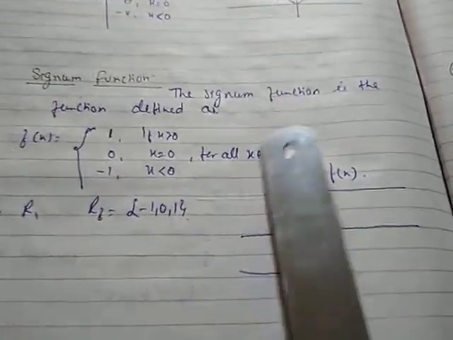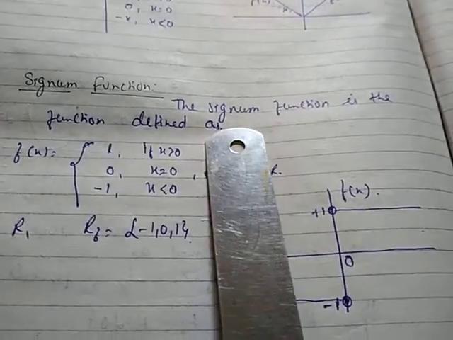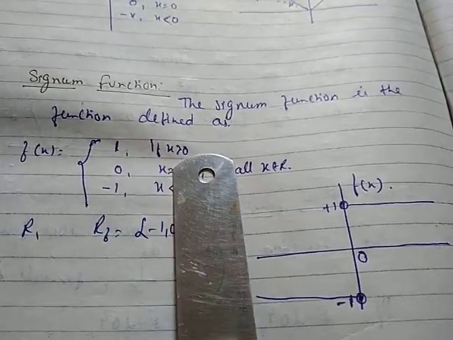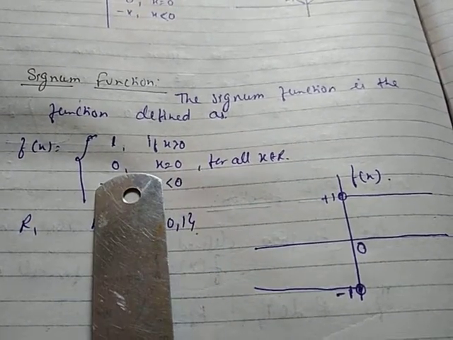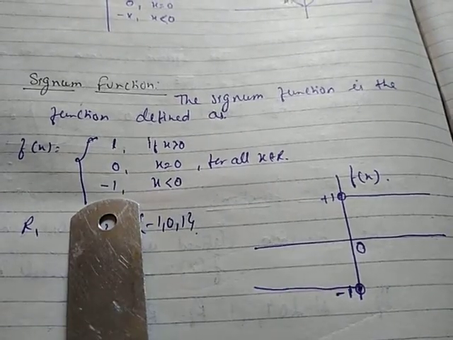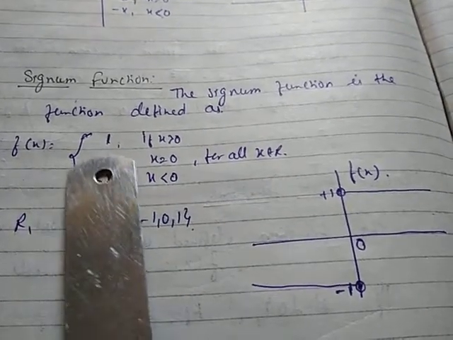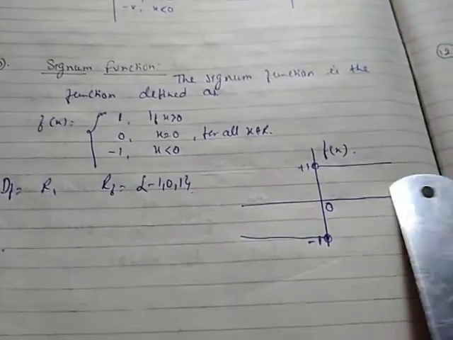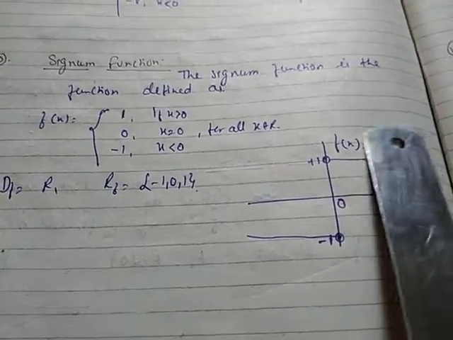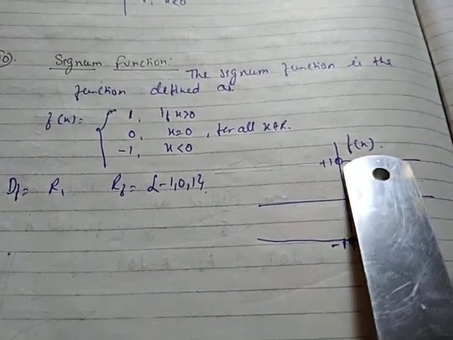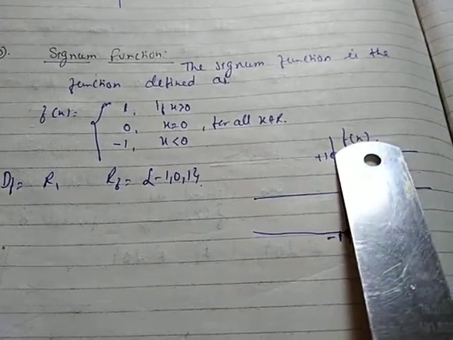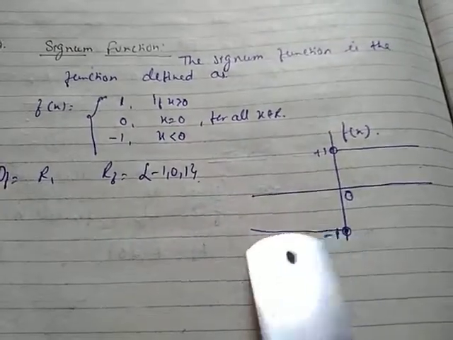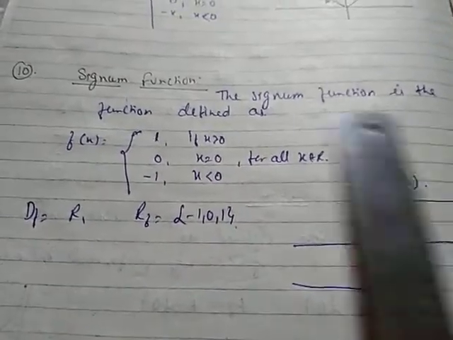Next is the signum function. The signum function is the function defined as f(x) = 1 when x is greater than 0. When x is 0, it will give you 0, and when x is less than 0, it is -1. Only 3 values of range are there, and the domain of the function is real numbers. Just see here, this is your signum function. When x is greater than 0, it gives you 1. When x is equal to 0, it is 0. When x is less than 0, it will give you -1.